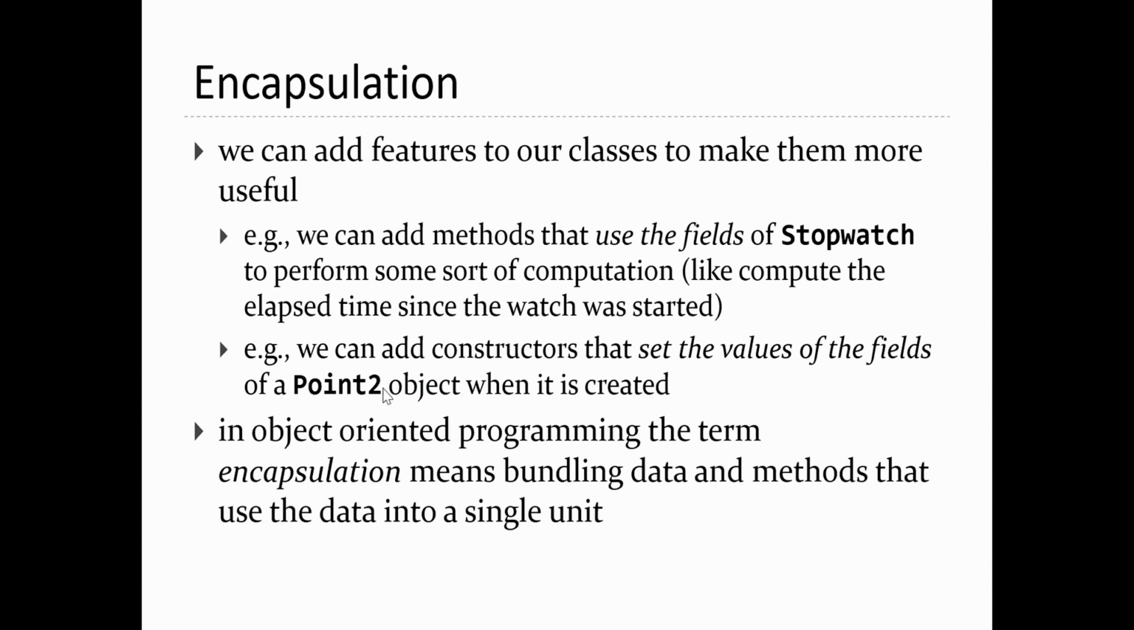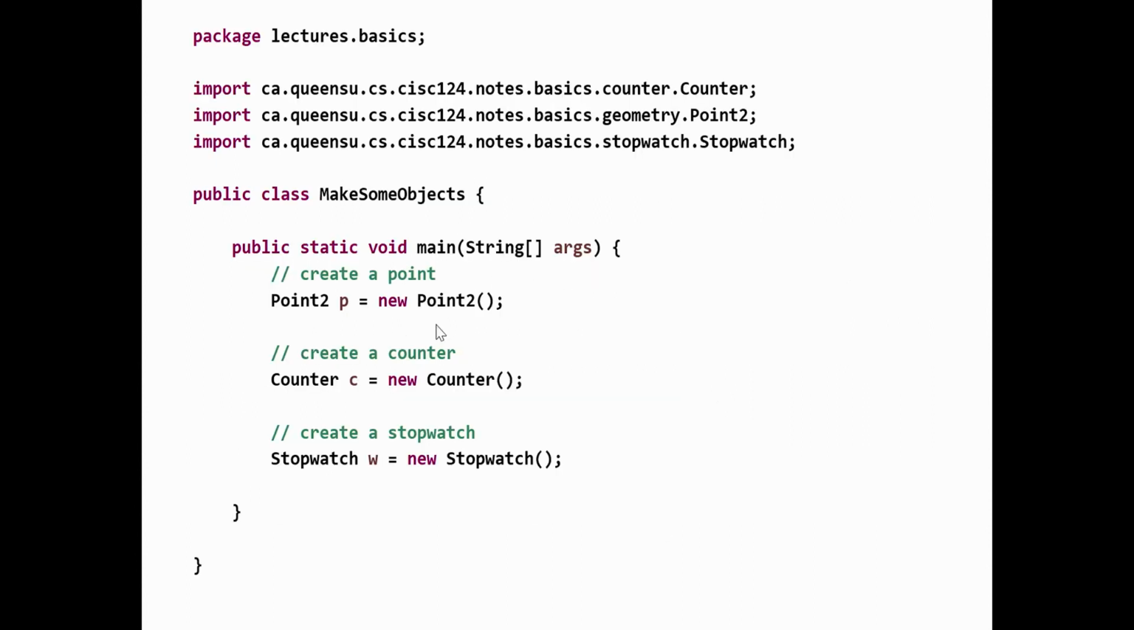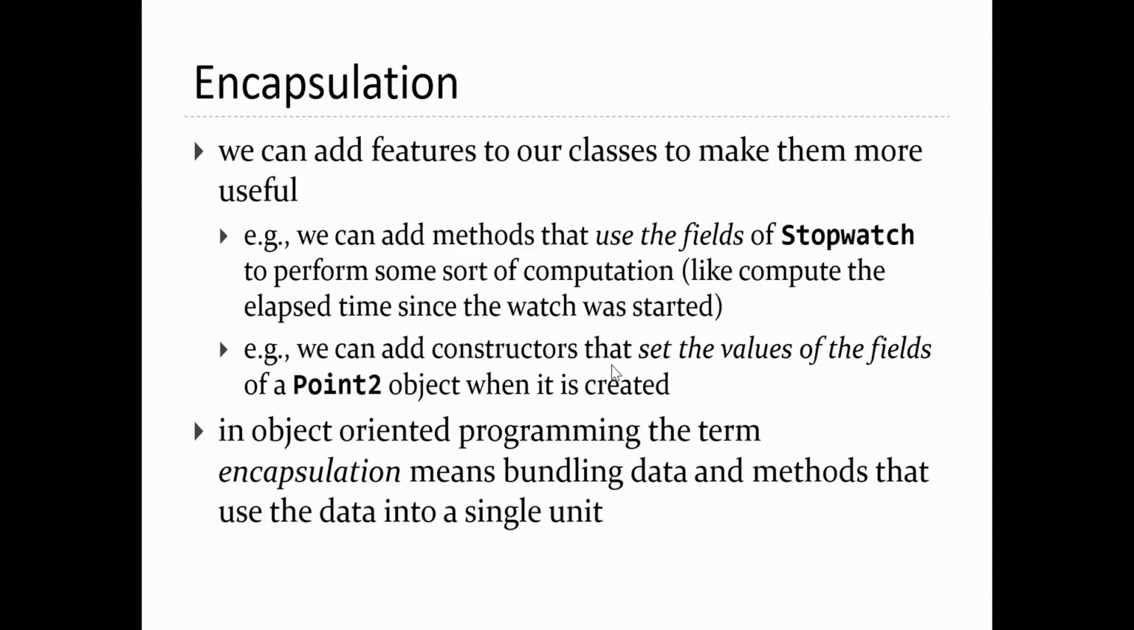If I want to make some objects in a different way, instead of just using the no argument constructors, for example, if I wanted to make a Point2 object with a particular x and y coordinate, I should add some features to the class that let the user do that. In this case, we're going to add what's called a constructor to the class so that the user can set the coordinates of the point.